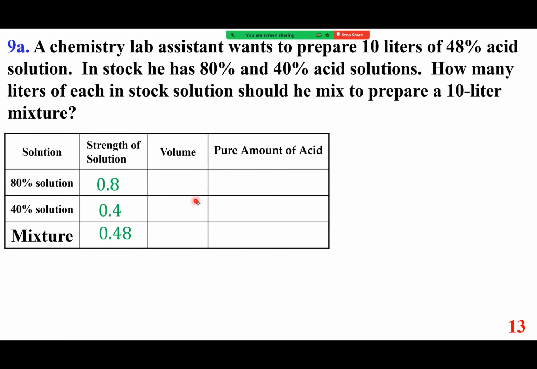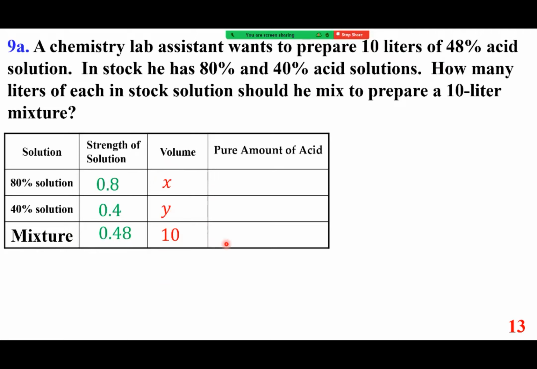Now, as far as the volume is concerned, we don't know the volume for each one. So if we go with the system of equations, the volume for the first one is missing, for the second one is missing, but we know that they add up to 10 because we want 10 liters of the mixture. So the total is 10. How much of each, I don't know. How about X and Y? And now X and Y must add up to 10.